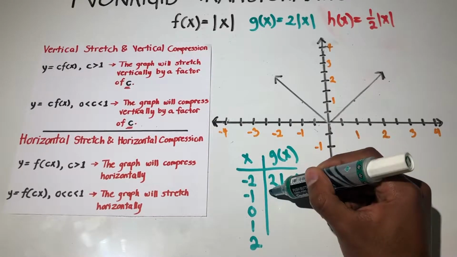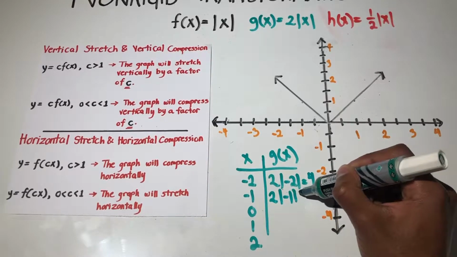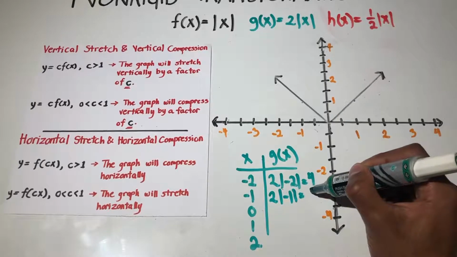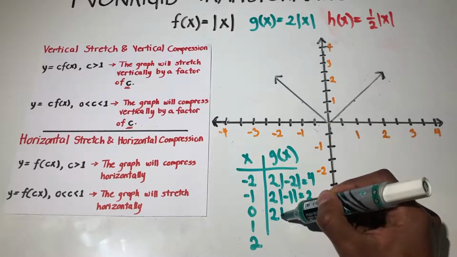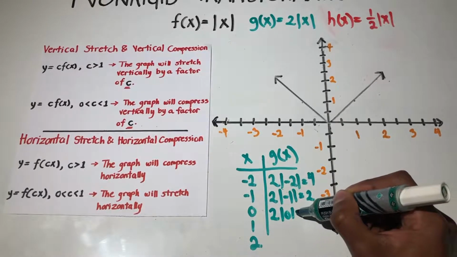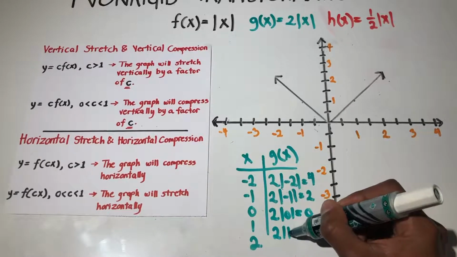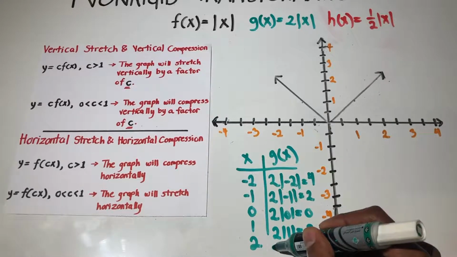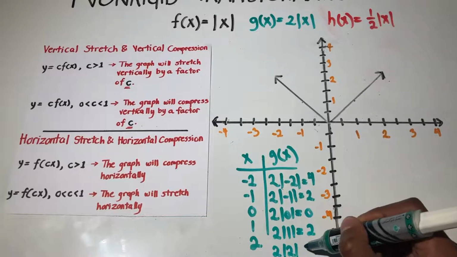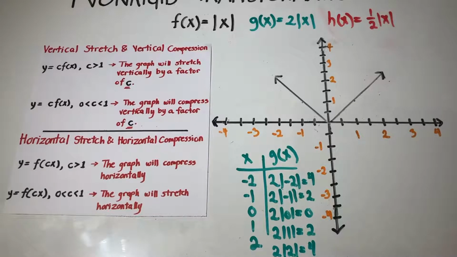If we plug in -1, we're going to get 2 times the absolute value of -1. That's just going to give us 2. With 0, it's just going to give us 0. And then with 1, that's just going to give us 2. And then 2 times the absolute value of 2 is 4. Now let's go ahead and plot those points.